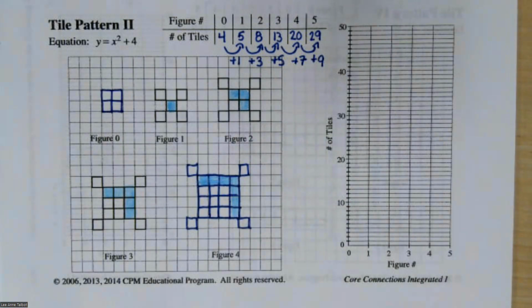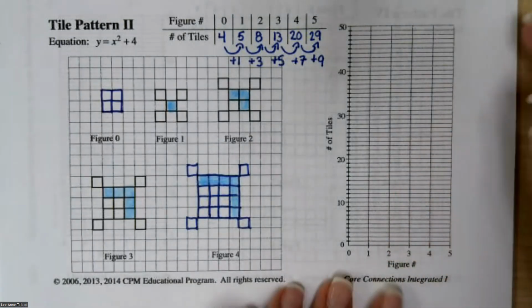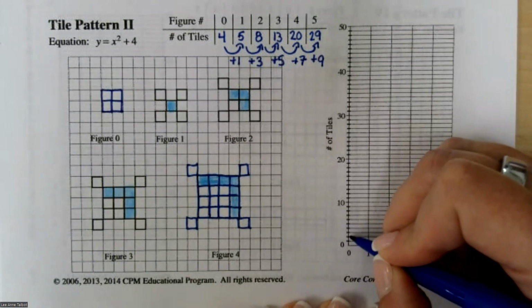Does that make sense? You guys know what odd numbers are? Yes. We already talked about this because we had that one worksheet that was like the odd numbers and the even numbers. Okay, now we're going to graph the dots. That's the last thing for this.